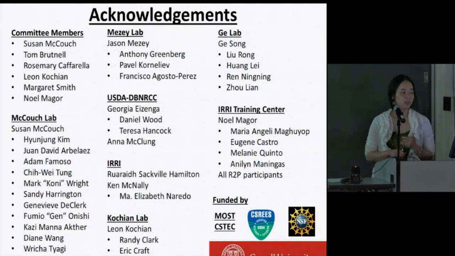Groups with the USDA Dale Bumpers National Rice Research Center. That's Georgia, Anna, and Daniel and Teresa, and also Ken McNally and Rory Sackville-Hamilton at IRRI, who have really been our collaborators in doing the phenotypic screens on both rufipogon and on sativa. Our close collaboration with Leon Kochian's lab, especially working with his former grad student, Randy Clark, and also Eric and John in the lab to do our aluminum tolerance and our root system architecture screens on the wilds.